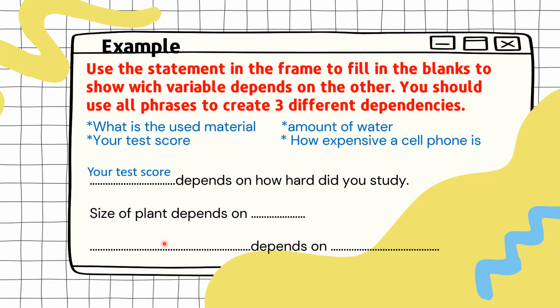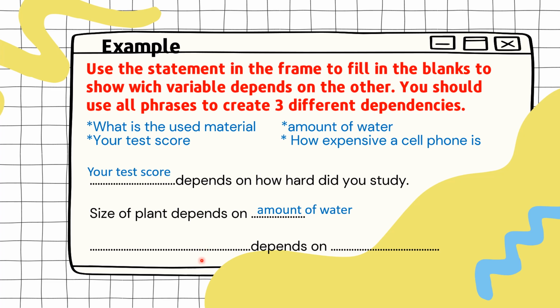Okay, let's have another life example. Size of the plant depends on, who can tell me? Excellent, the amount of water. When you give the plant the water which it needs to live, it will grow up.